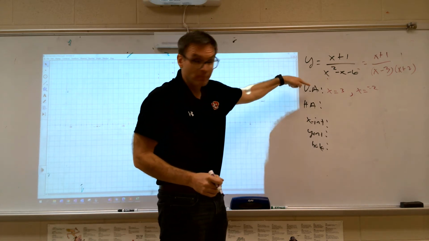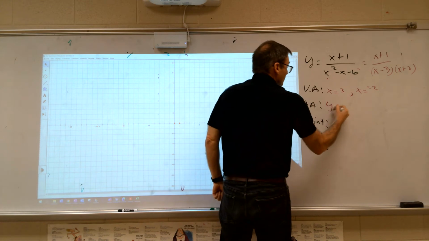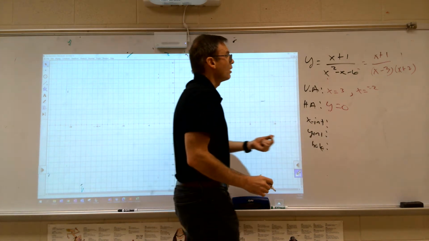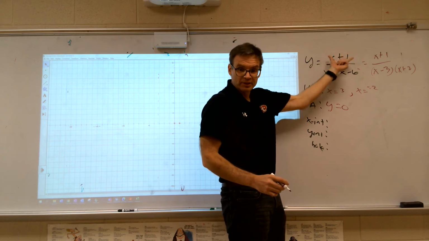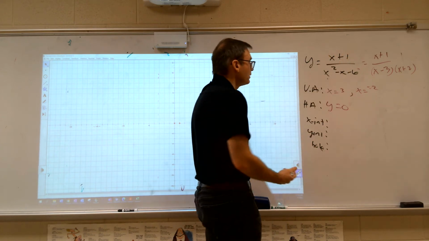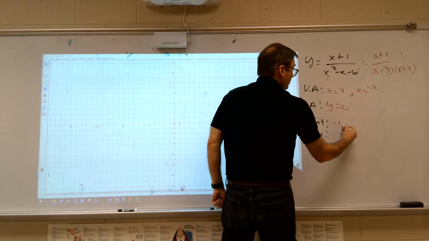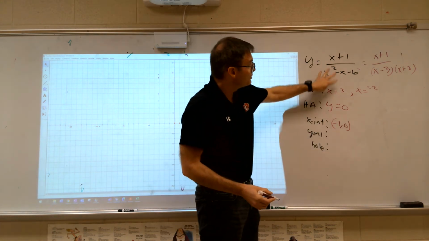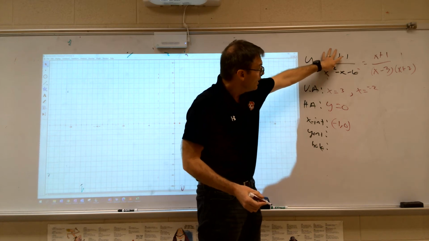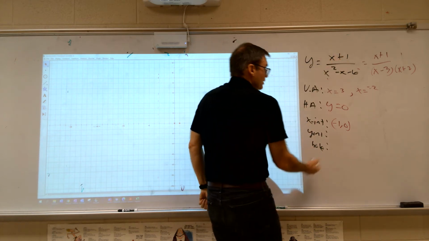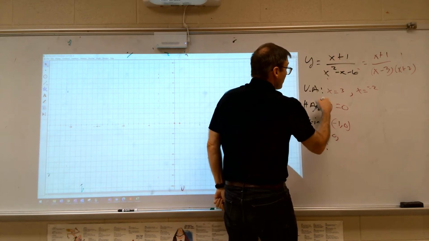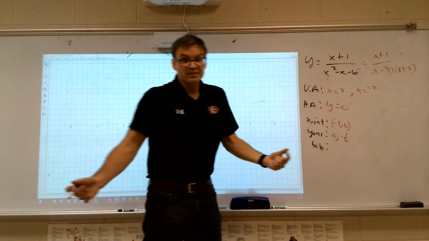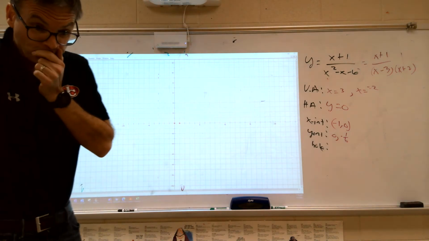Horizontal asymptote: this is bottom heavy, so it's going to give us y equals 0. For x-intercepts, set the top equal to 0, and the top equals 0 at negative 1, so we have an x-intercept at negative 1, comma 0. As far as y-intercepts, when I plug 0 in for x, I end up with a y-intercept at 0, comma negative 1/6. And since nothing canceled out, there are no holes.